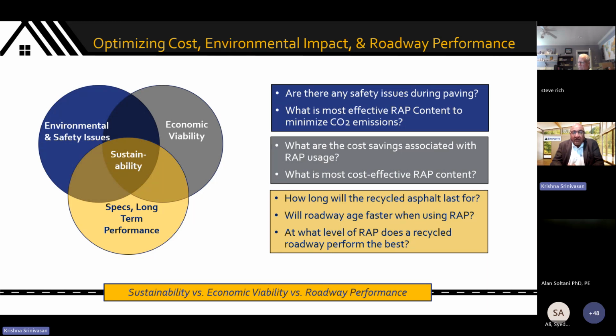What is the economic viability? What are the cost savings, if any, from using more and more RAP? And what is the most cost-effective percentage of RAP that you can use in your mixes? And finally, obviously, the performance. What are the specification properties? What are the properties of your mix with high RAP? What is the long-term performance? Because you're using a high RAP situation, will your roadway age faster? These are all questions that need to be answered.